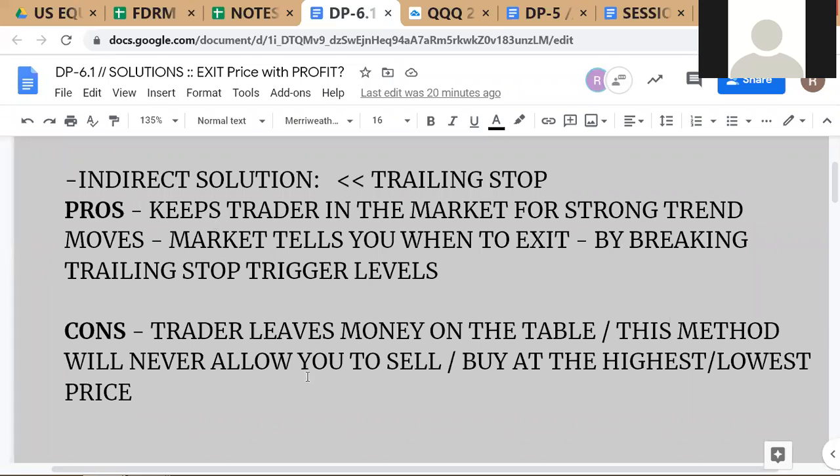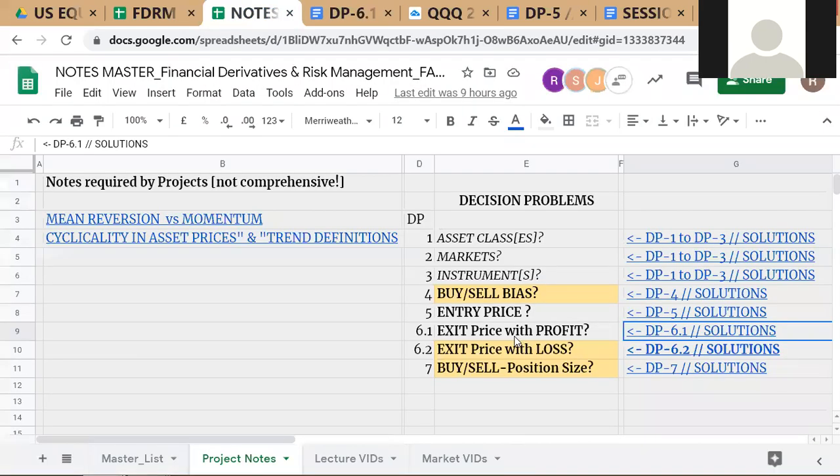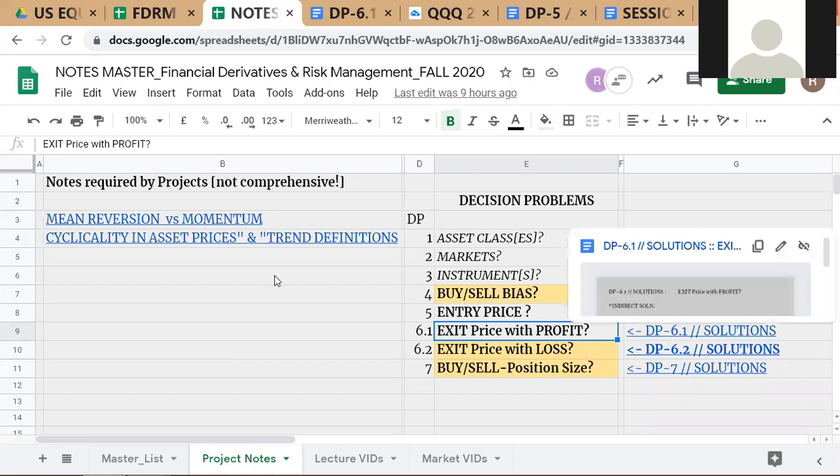So this is where we are now. This is the indirect solution of the trailing stop. It's a very important method actually: the market tells you when to exit. This is another thing: the trading system is simpler. It's simpler because 6.1 is never directly solved. You are just using the solution for 6.2 and proxying it to solve 6.1. So you have one less DP to solve. That's why the system is simpler.